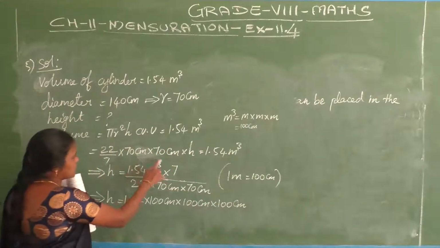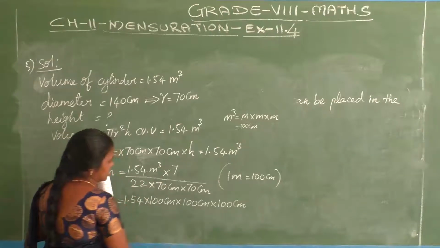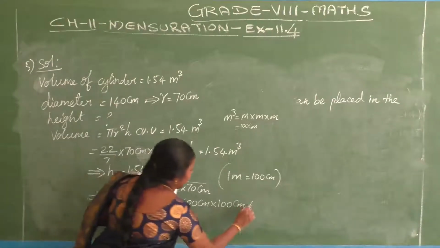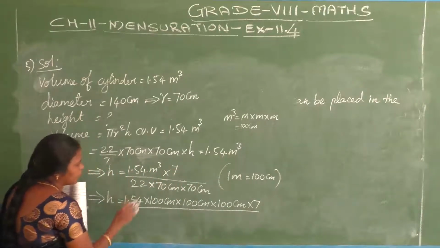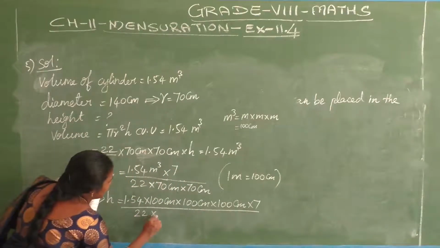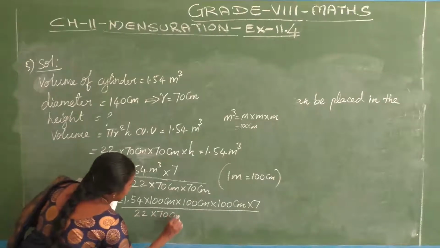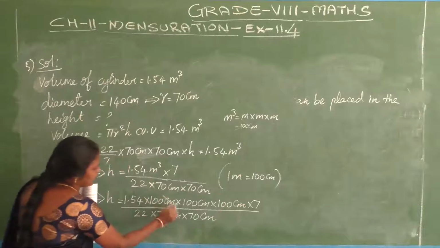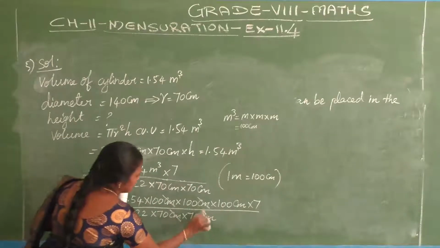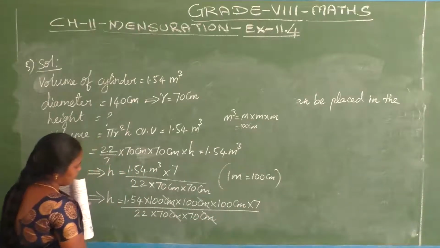So 100 centimeter into 100 centimeter into 100 centimeter, for my convenience in cancelling. So this part only is coming up to this level into 7. Clear? Just observe properly, then only will you come to know what I am going to do. Clear? 22 into 70 centimeter into 70 centimeter. Now centimeter will be cancelled. Clear?